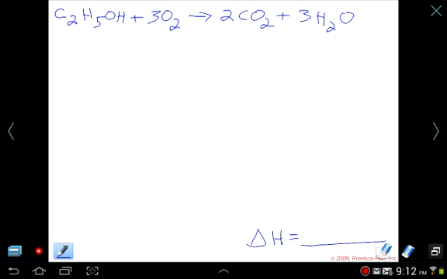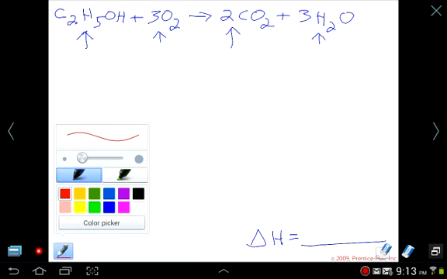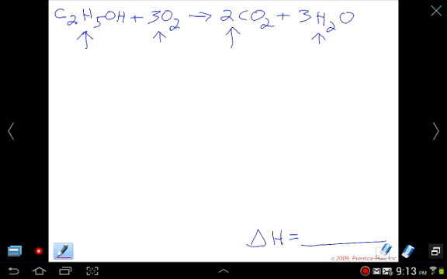So let's take a look at the table, and if we don't find it on the table, we'll take a look at the back of the book, to see if we can find the heats of formation of all these substances. It looks like the heat of formation of ethanol, if you take a look at the table, is negative 277.7. Oxygen's heat of formation, because oxygen is an element, is 0. Carbon dioxide's heat of formation is negative 393.5.